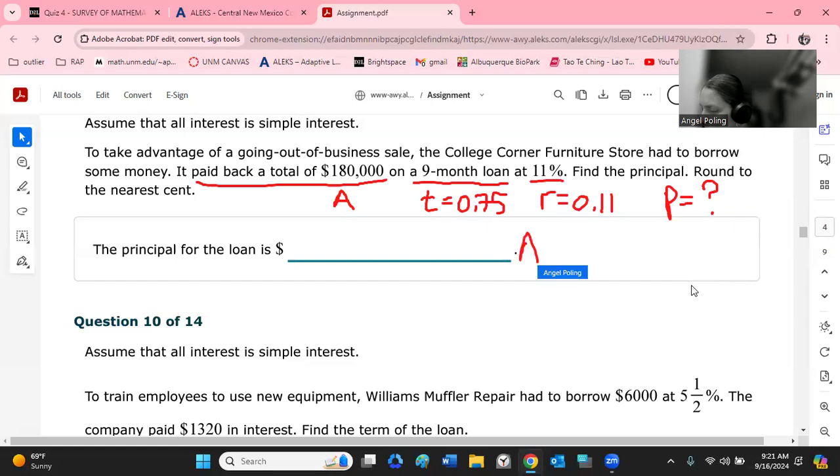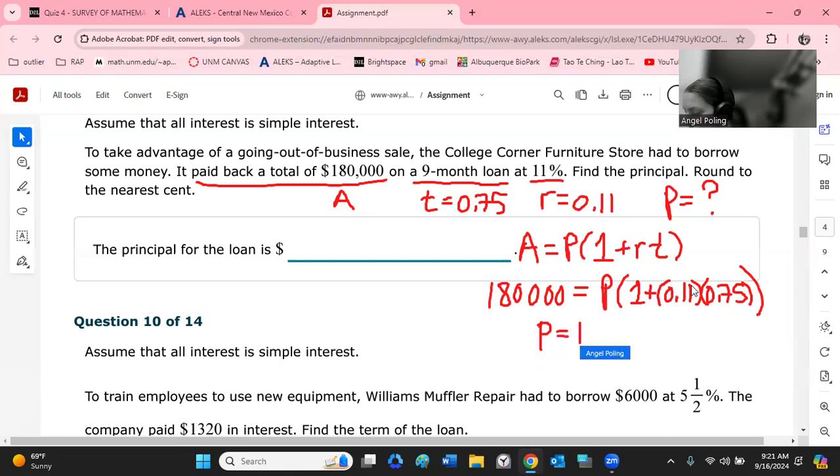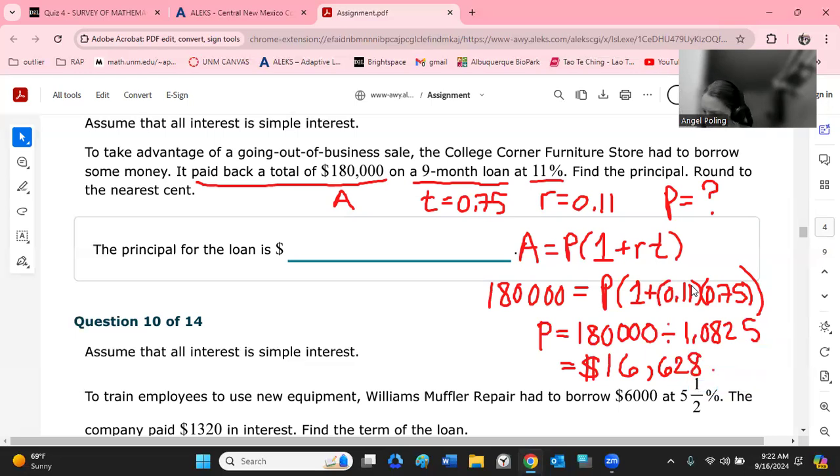Okay, so A equals P times 1 plus RT. That gives us 180,000 equals an unknown quantity P times 1 plus 0.11 times 0.75, parenthesis close. So P is going to be 180,000 divided by the amount that is 1 plus 0.75 times 0.11, right? And that turns out to be 1.0825 that we're dividing by, which gives me a result of 16,628. Oh wait, I had the comma in the wrong spot.